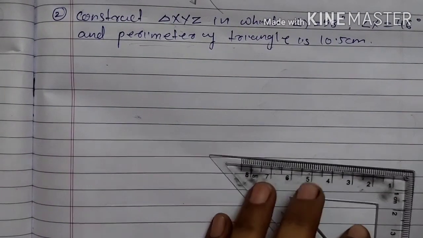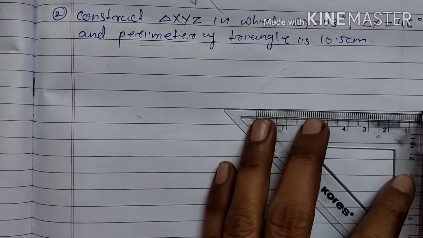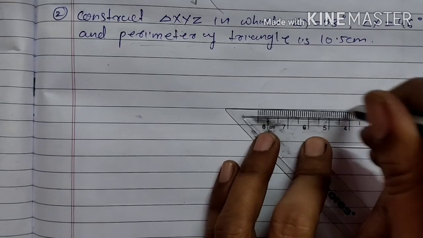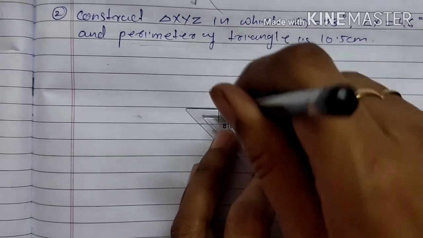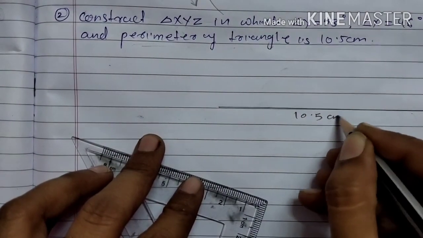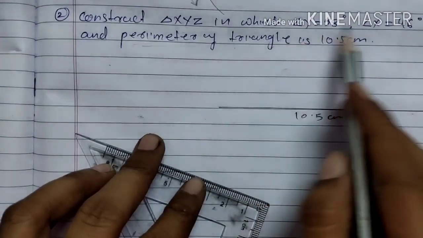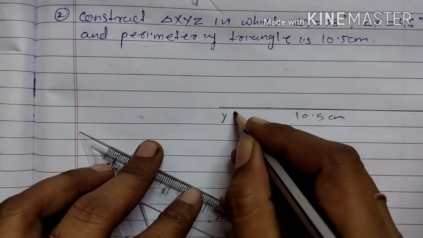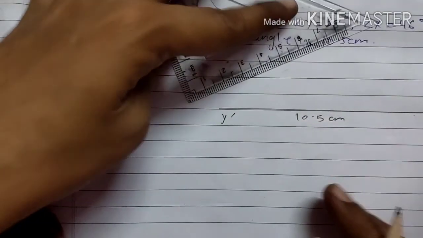Here the perimeter of the triangle is 10.5, so your base is 10.5. First of all, draw the base 10.5. This is your base, 10.5 centimeter. Name the base as XYZ, so Y dash, Z dash. So I am giving the name of the base as Y dash and Z dash.